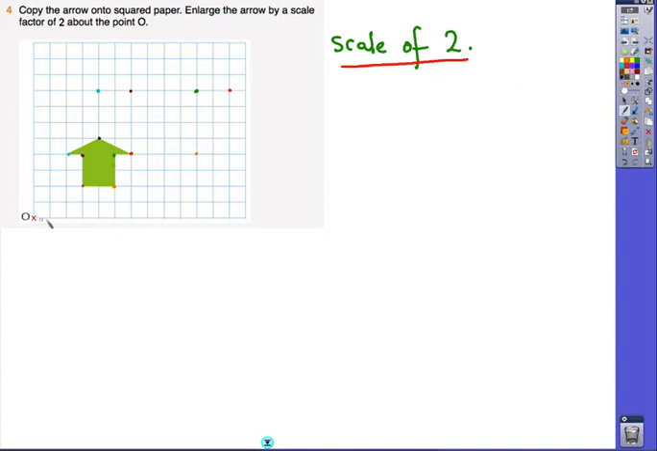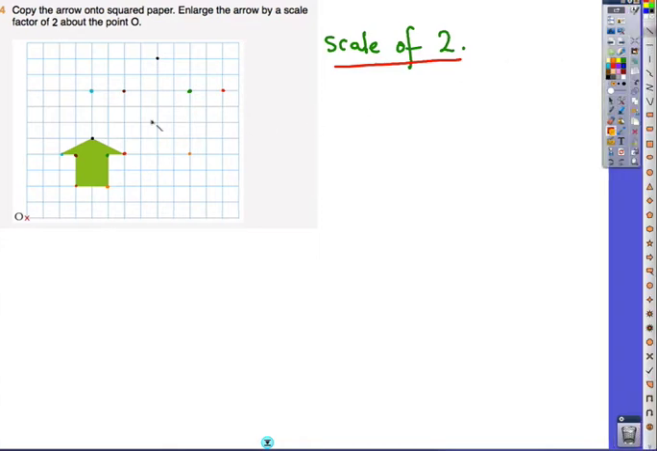over here is going to be 4 right, 5 up. So 4 right, 5 up is right there. And all we have to do now is join up the dots to form our shape. And here's the enlarged shape.